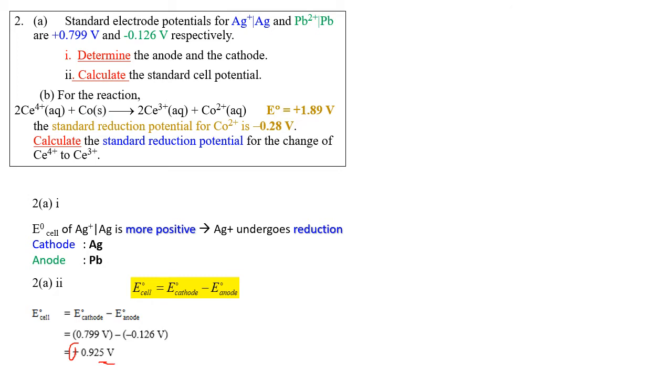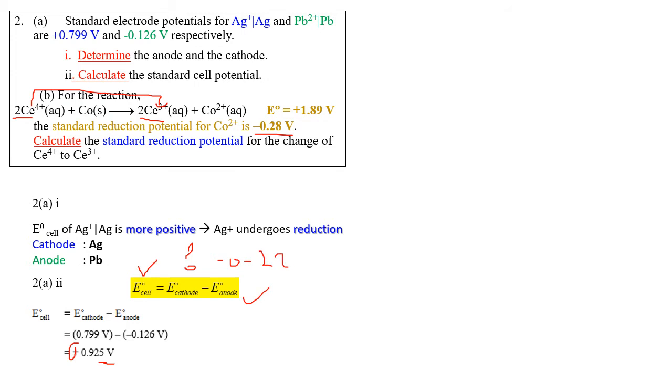Now for B, the E° cell is given. And the standard reduction potential for Co2+ is negative 0.28 volt. Over here we're not sure about the standard reduction potential for Ce, so we have to base on this formula to find it. This one is given. And over here it's very obvious that this one undergoes reduction. Undergoing reduction means more positive, happening at the cathode. So this one we're not sure, and this one is given, which is negative 0.28 volt.